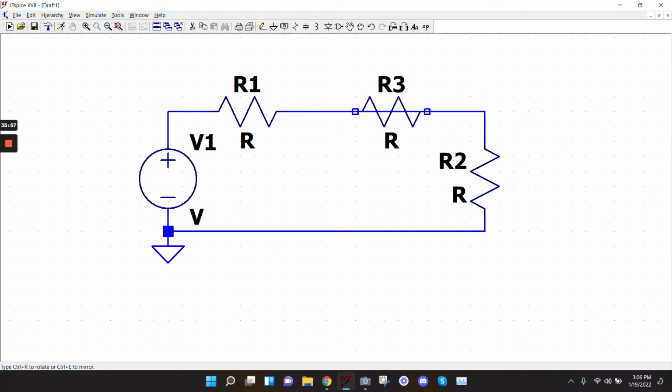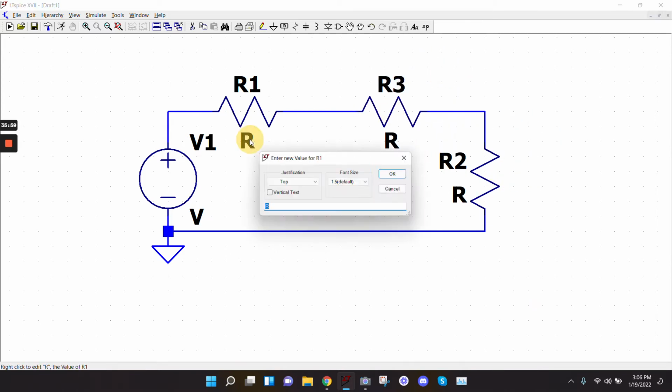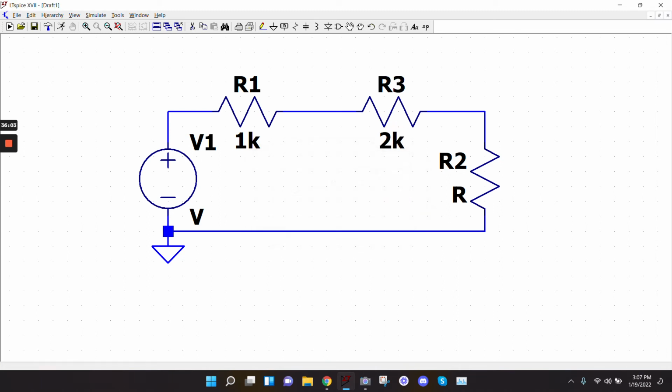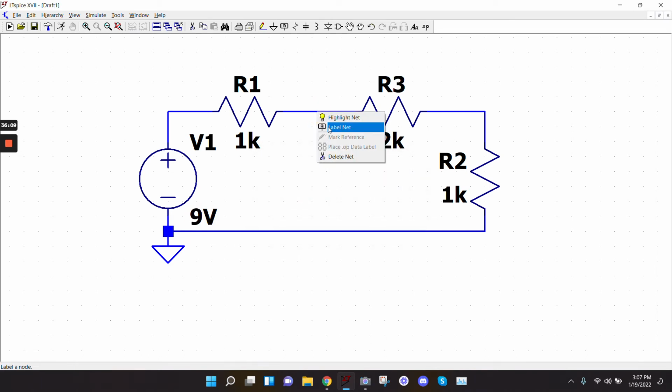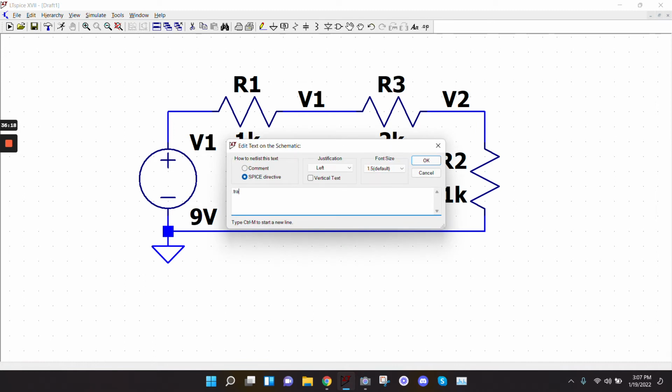All right, so let's say I want to plot. Don't worry about anything I'm doing right now. It's just for the sake of example. So I'll label this node voltage 1 and this node voltage 2. Ready? And now I'm going to run a simulation.